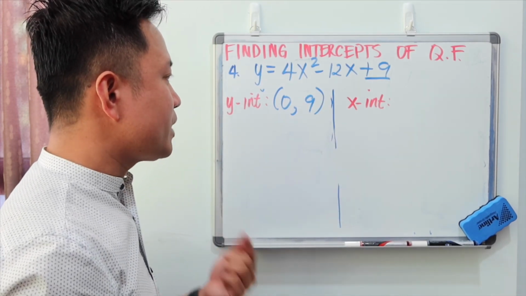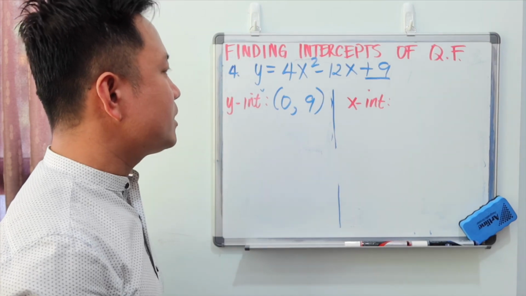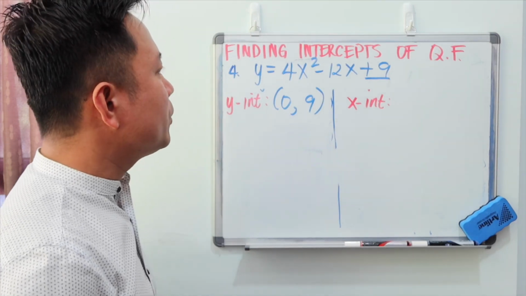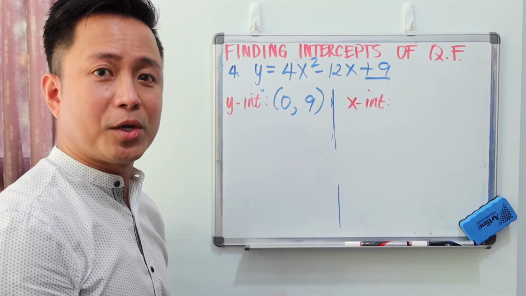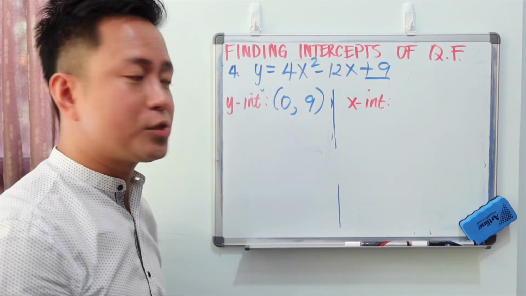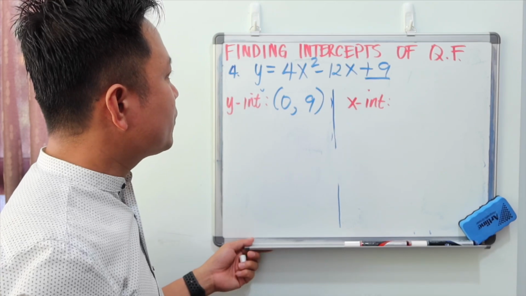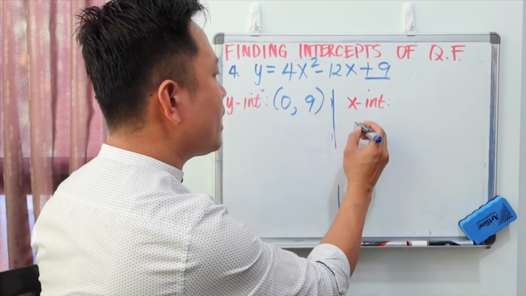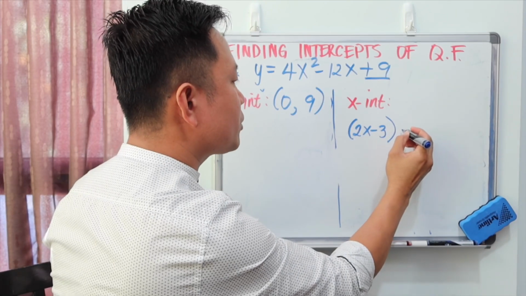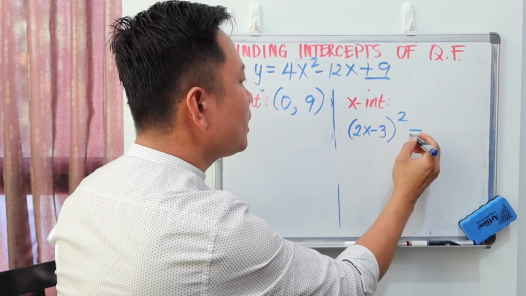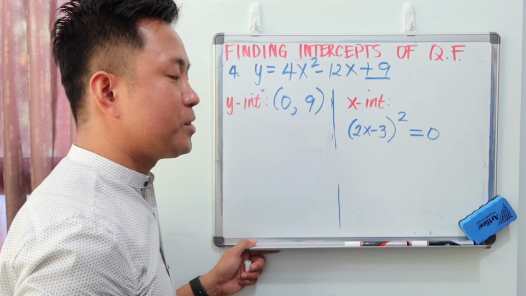For the x-intercept, again, it's not in factored form, but we know that this is a perfect square trinomial. So we've learned that in our previous video tutorial. So this quadratic function can be factored as 2x minus 3 squared, or 2x minus 3 times 2x minus 3. Now we set each factor to 0.